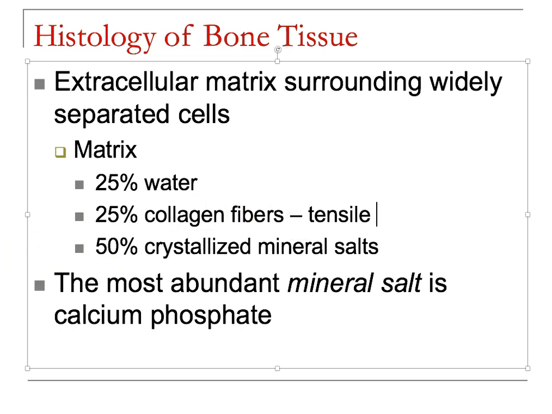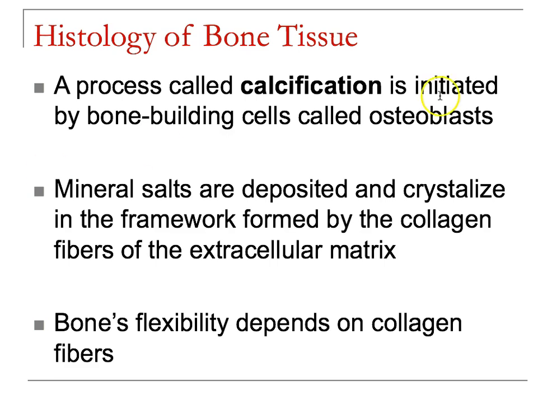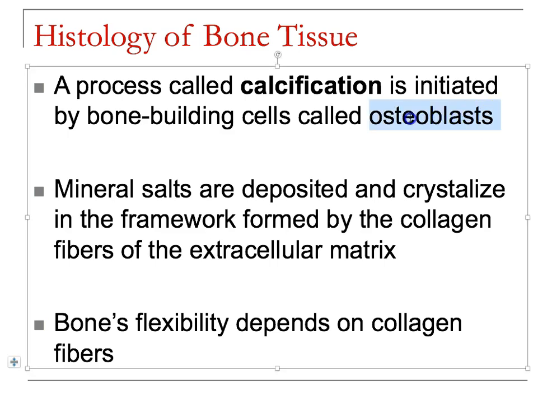Now, to build bone, we go through a process called calcification, and that's because bone-building cells, which are osteoblasts, which should make sense, right? Osteoblasts are progenitor cells that will deposit those mineral salts around that collagen to make up the tensile strength of bone. And if you don't have collagen, the tensile strength and flexibility of bone is compromised.